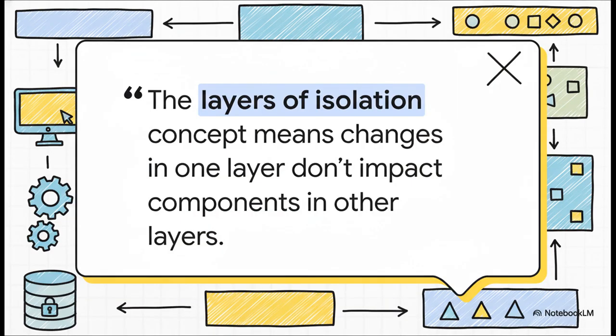Well, the whole point of using closed layers is that you get this incredible benefit called layers of isolation. And this is the main reason you do it. If each layer only ever talks to its direct neighbor, you can do amazing things like completely swap out one layer. Let's say you want to change your database technology. As long as you keep the contract the same, none of the other layers will even notice. It makes the system incredibly stable.